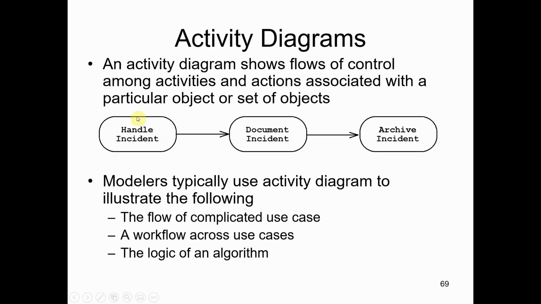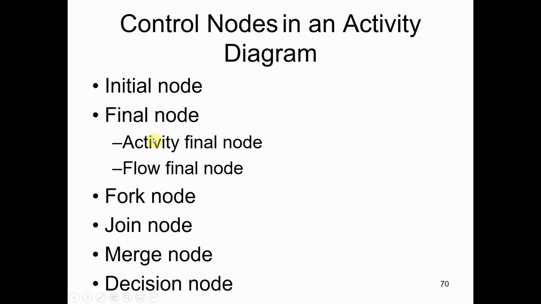Each box here is an activity. There are different nodes: the initial node, the final node. There are two kinds of final node: activity final and flow final. There is a fork node, join node, merge node, and decision node. Let's see each of them.